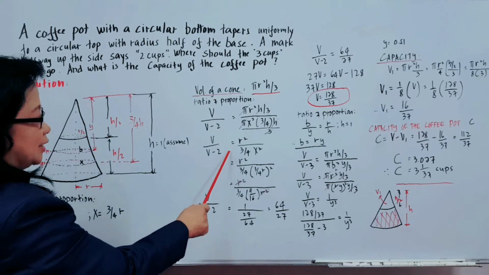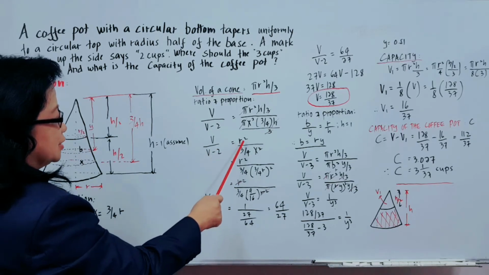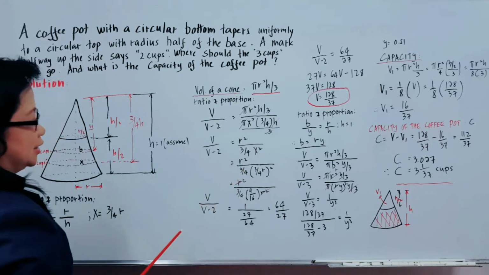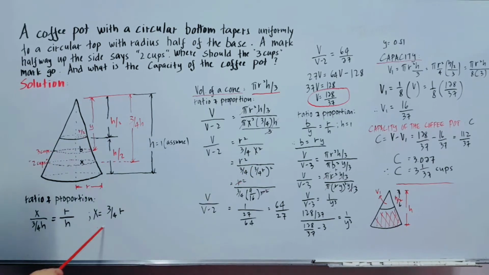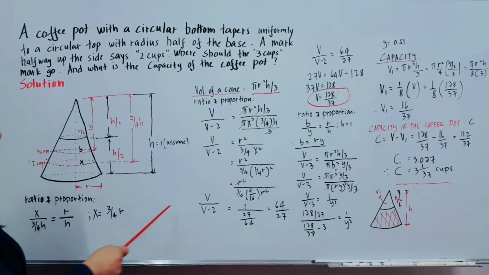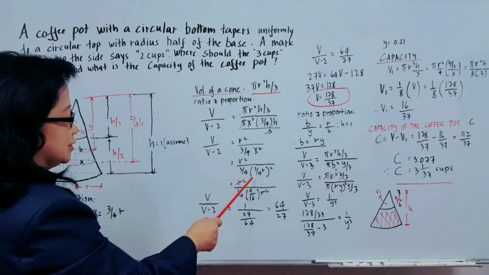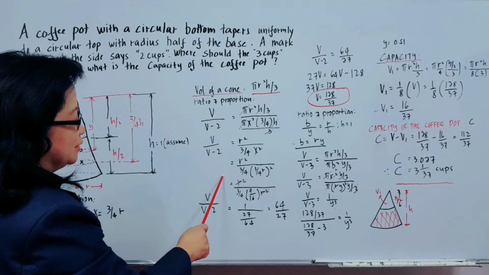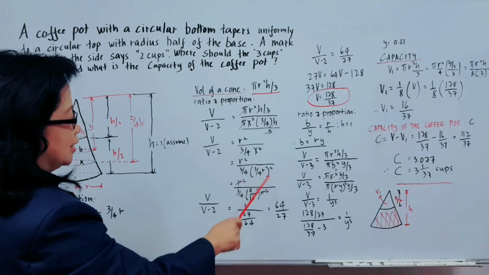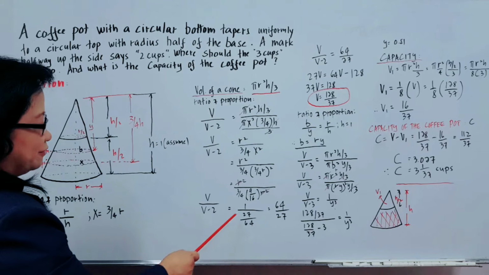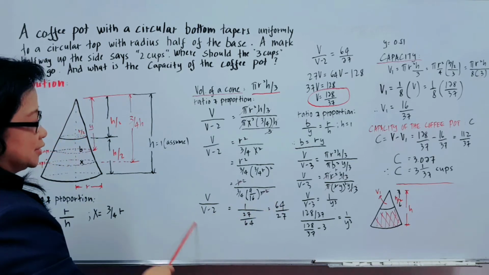Simplifying this one, cancel the pi and the h. V divided by V minus 2 is equal to r squared divided by 3/4 x squared. Now, we can substitute the value of x because we already solved that x is equal to 3/4 r. So, we substitute 3/4 r for x. It's therefore V divided by V minus 2 is equal to r squared divided by 3/4 times the value of x, 3/4 r, raised to the power 2. Now, simplifying all this, V divided by V minus 2 is equal to 64 over 27.